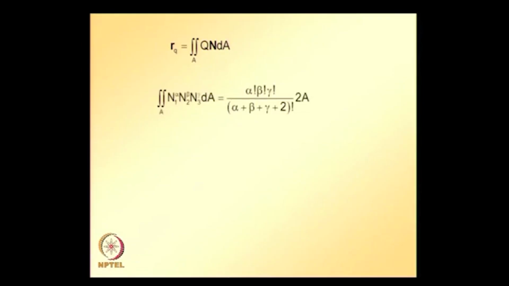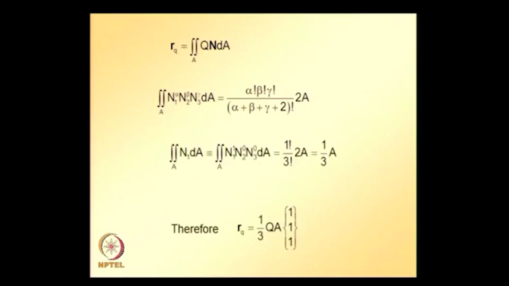And then we require to evaluate Rq. Once we identify Q, we can evaluate Rq. For evaluating Rq also we can use this formula, and one component of that Rq is simplified and shown, the details are shown, and carrying out similar integrations we can get all components of Rq. Therefore, Rq is given by 1/3 Q times A and a 3 by 1 column vector consisting of all ones.